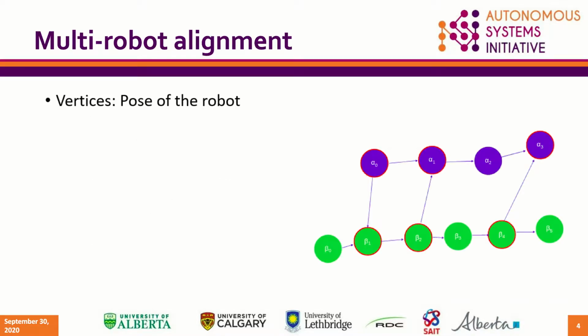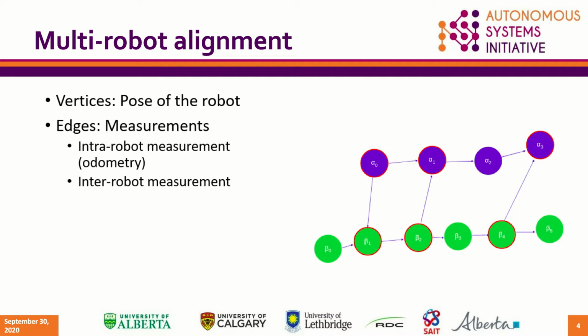In multi-robot localization or alignment, we define the pose of the robot at different time steps as the vertices, and the differences of these poses as the edges. We have two kinds of edges: intra-robot measurements, or the odometry information, are defined as these edges, as you can see, and we can have inter-robot measurements, which is the relative pose measurement between two different robots.